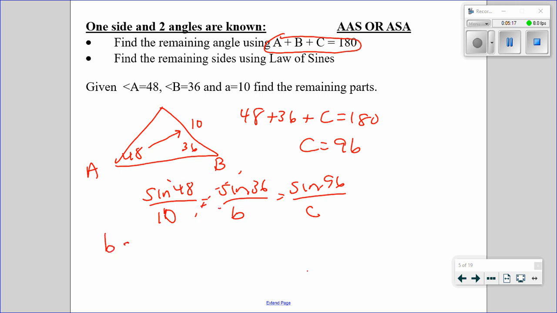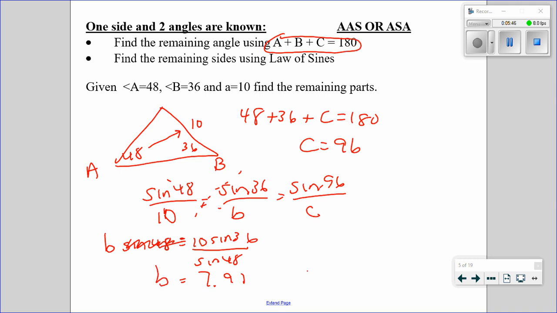So I'm going to cross multiply and solve. I get b times the sine of 48 equals 10 times the sine of 36. Divide by the sine of 48 on both sides. Put that in my calculator: sine of 36 times 10 divided by sine of 48. I'm getting b is 7.91.